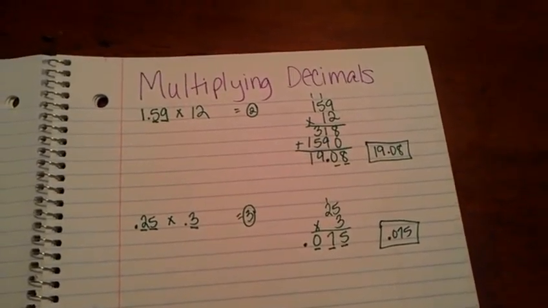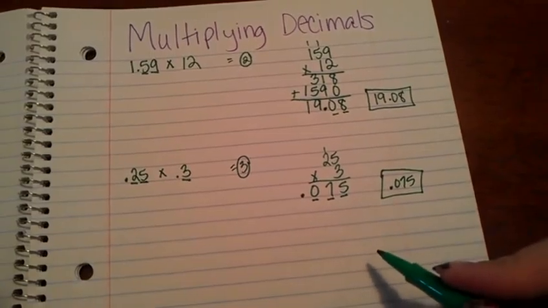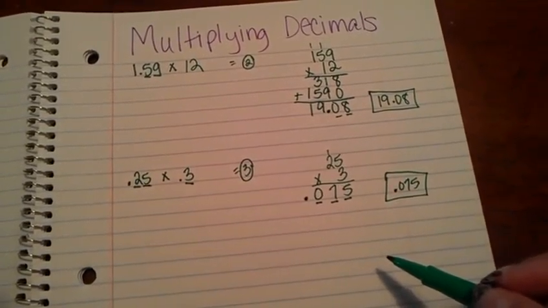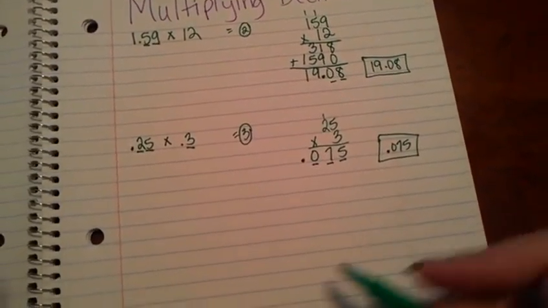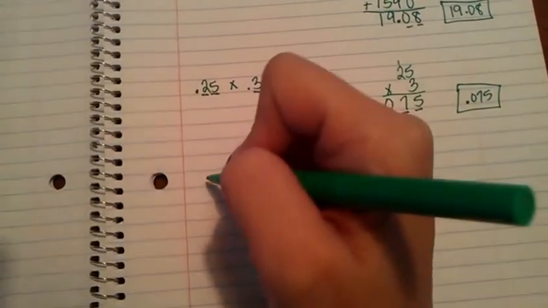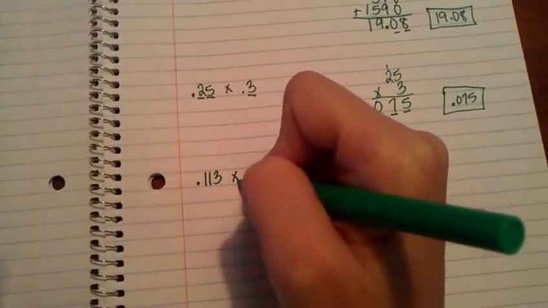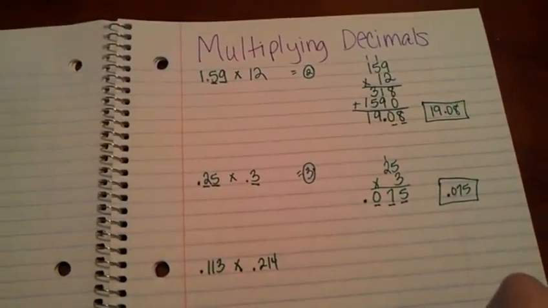And that was a little bit more difficult problem because when I was finished, I didn't have enough digits to accommodate my decimal spaces. So if that ever happens, you have to add zeros. Okay, my last problem, 113 times 0.214. Same thing that I did in the last two.